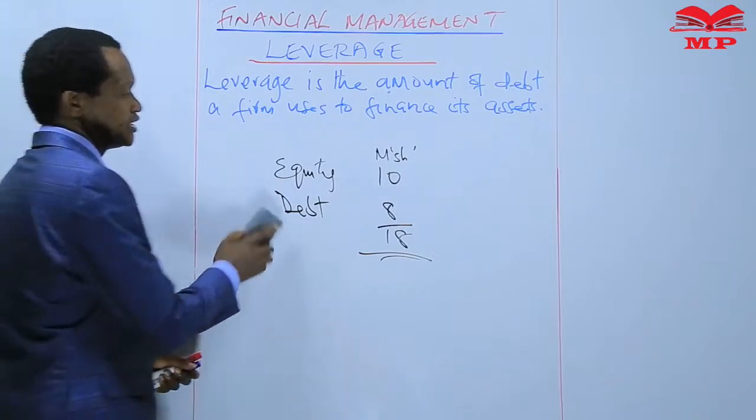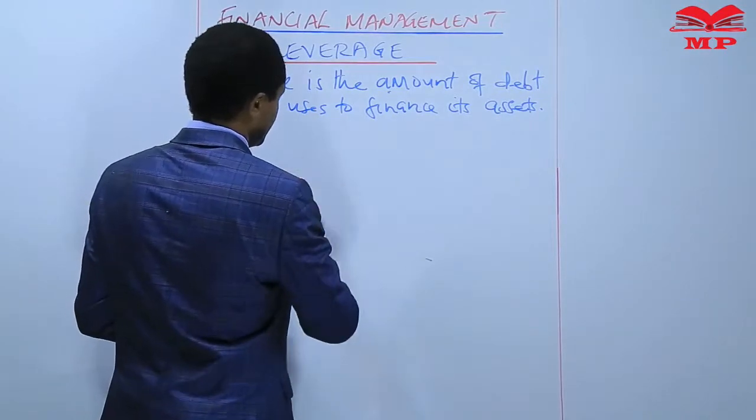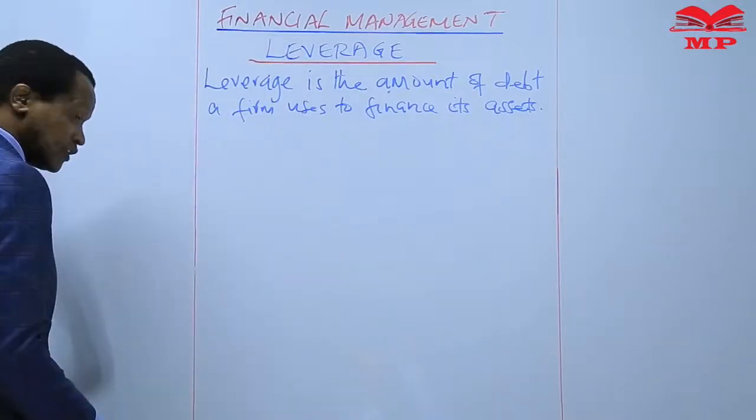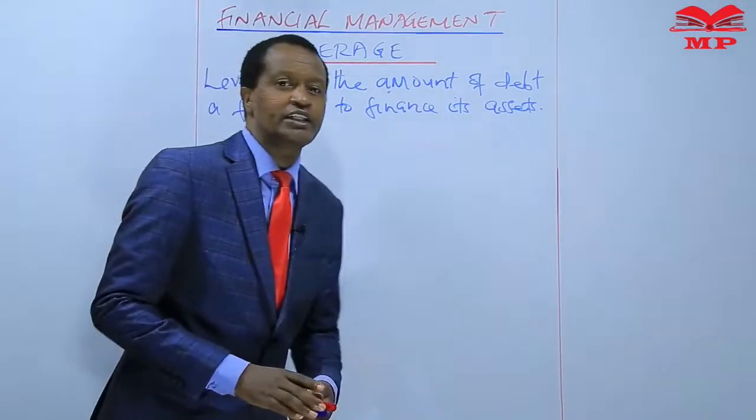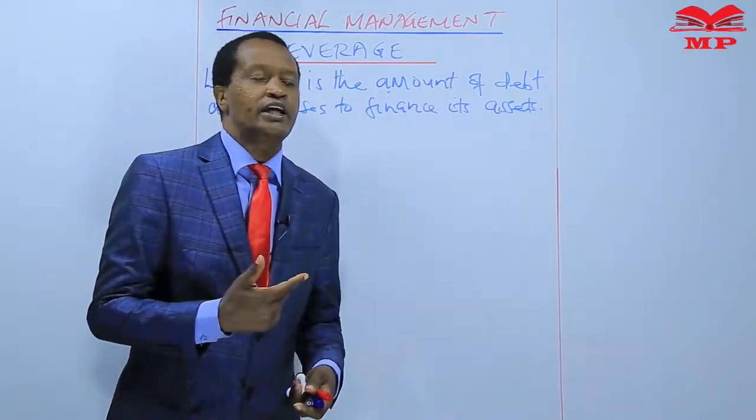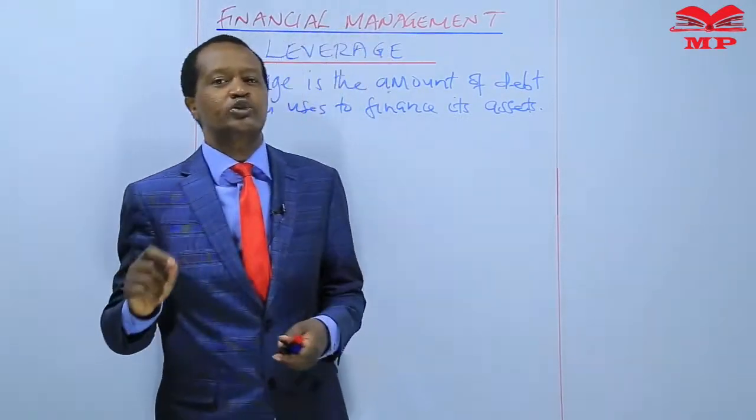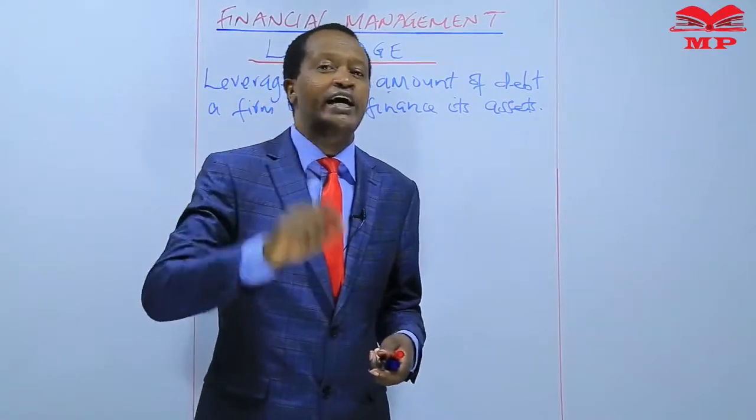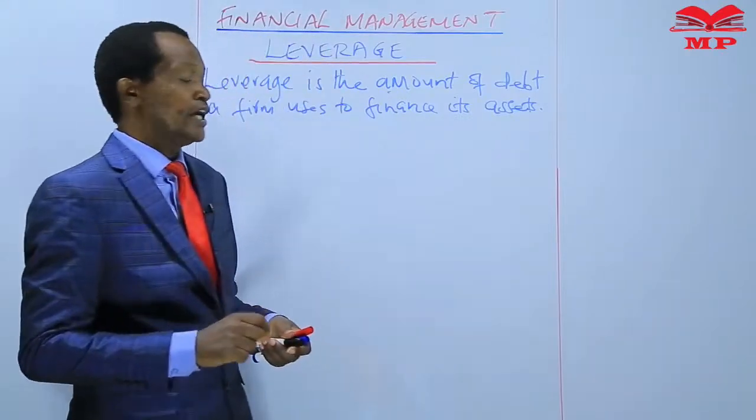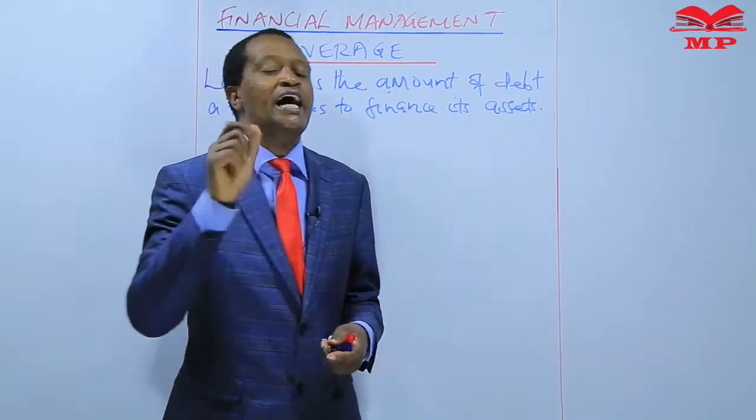Leverage. So learners, a firm that uses a large percentage of debt in its capital structure to fund its assets is said to be highly geared. A firm with a lot of debt in its capital structure is said to be highly geared or highly levered. And a firm with no debt is said to be unlevered.